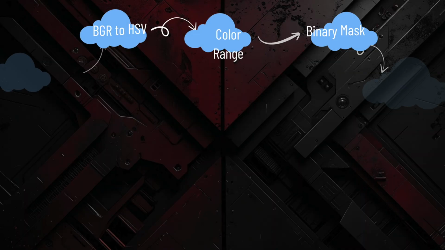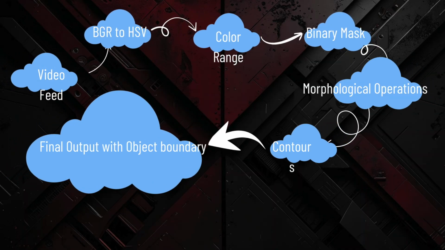Now, as we have learned about all the steps included in image processing, we are going to build an object detector based on color from scratch. Here is a flowchart showing the steps we should follow to achieve this. Let's have a look. First of all, we are going to take the video feed from our webcam.